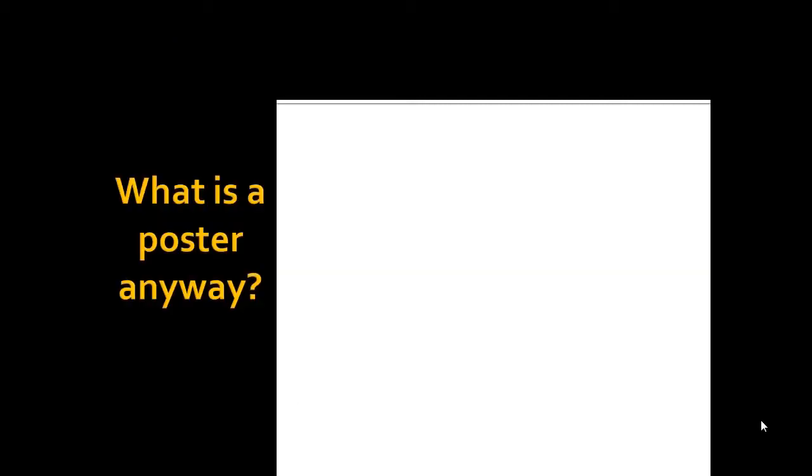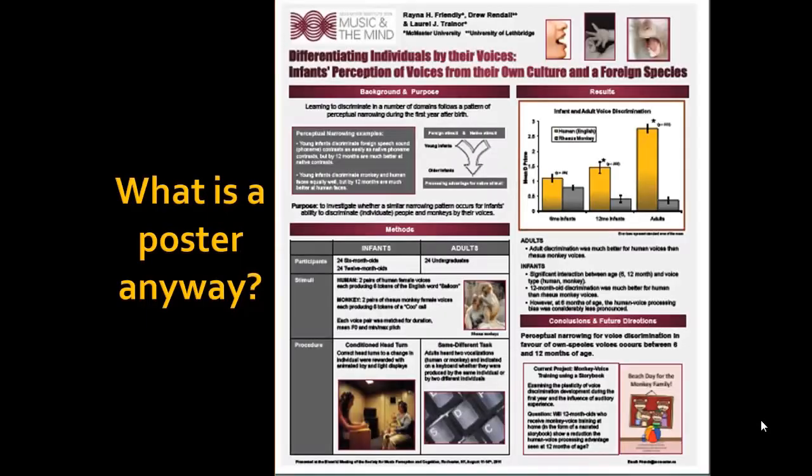So first, what is a poster anyway? What are we actually talking about here? Here's an example of a poster that I made in psychology, and it looks a little smaller than it really is. It's about four feet by four feet or so, and it has some really interesting aspects. You see that it has a title, background and purpose information, methods, results, and conclusions and future directions. These are some of the typical sections you'll see in a poster.